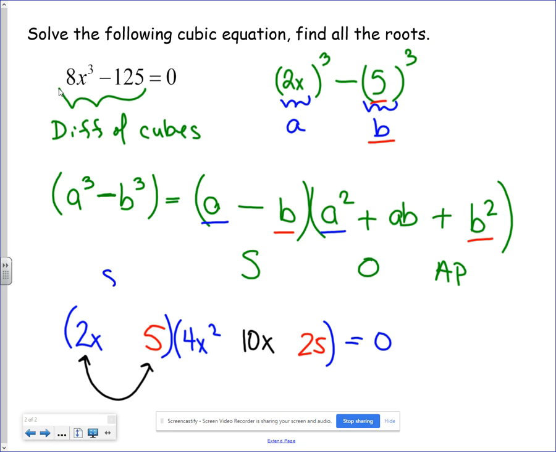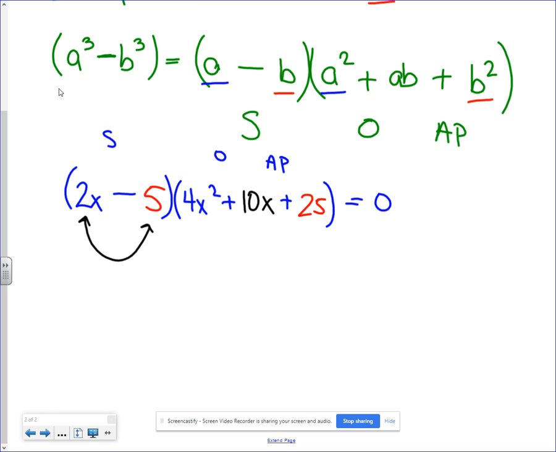Remember, we can use SOAP to help us remember our signs. It's the same sign as the original thing that you had. You factor, so minus sign. Opposite, always positive. So now we have the left-hand side factored. So now what we can do is, like we did first semester, on the first 3 examples, once you have it factored, you take each of the factors and set them equal to 0.